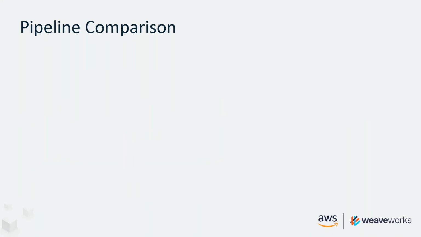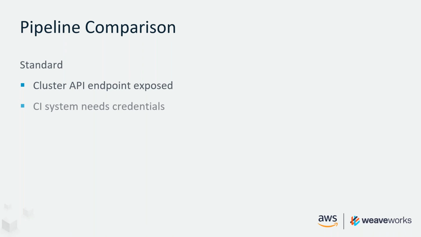So let's compare those two pipelines. In the first, we would expect to expose a cluster API endpoint. The CI system is going to need credentials if it's going to make a change to the cluster API. And we only have a single repository where the application state is described. So what's the source of truth?